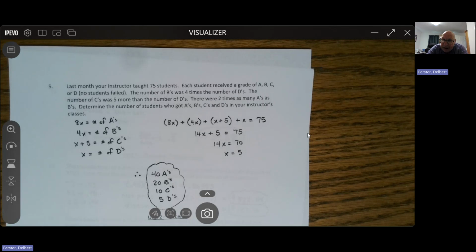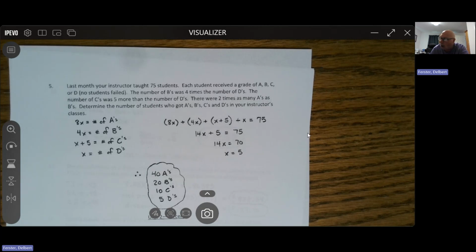X represented D's for us, so we now know that there are 5 D's. C's was X plus 5, so 5 plus 5 would be 10, so we'd have 10 C's. B's was 4 times X, in this case 4 times 5, so we have 20 B's. And last but not least, 8 times 5 would be 40 as the number of A's. If you wanted to check all the arithmetic, you certainly could add that and see that we get a total of 75. I'm going to leave that for you because I think we're in pretty good shape.